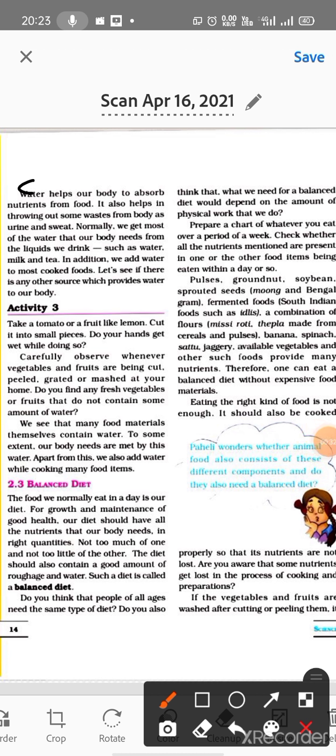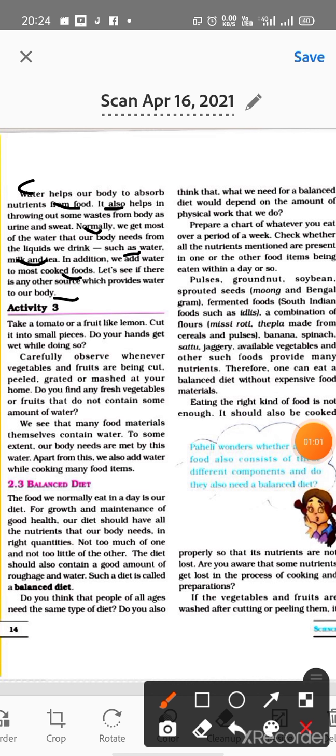Water helps our body to absorb nutrients from food. It also helps in throwing out some waste from the body as urine and sweat. Normally, we get most of the water that our body needs from the liquids we drink, such as water, milk, and tea. In addition, we add water to most cooked foods. Let's see if there is any other source which provides water to our body.